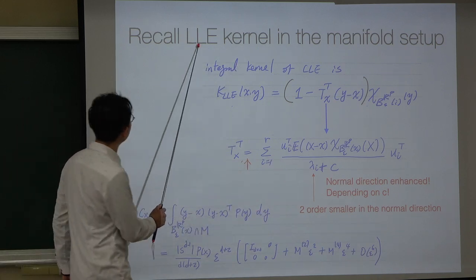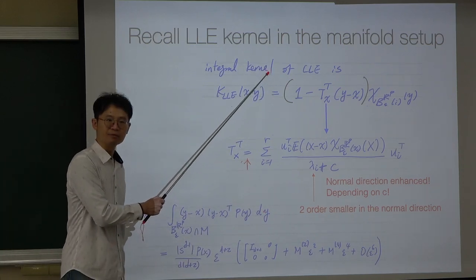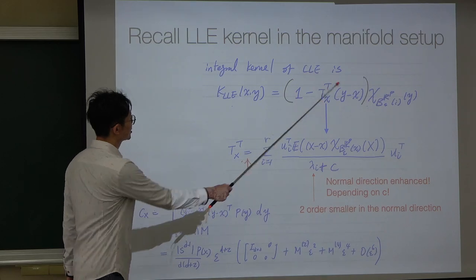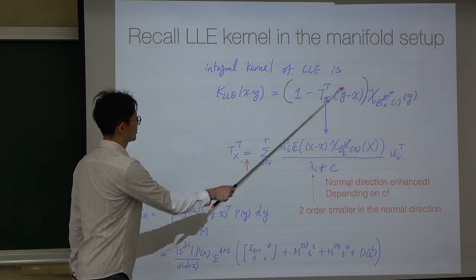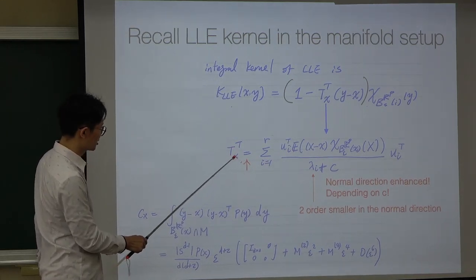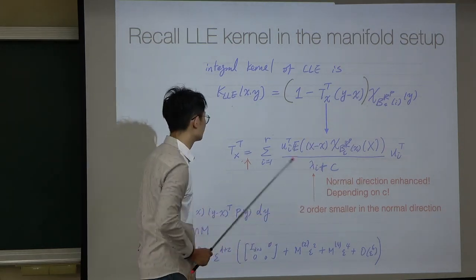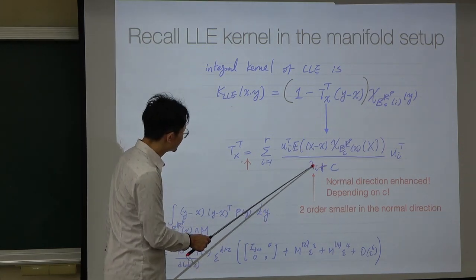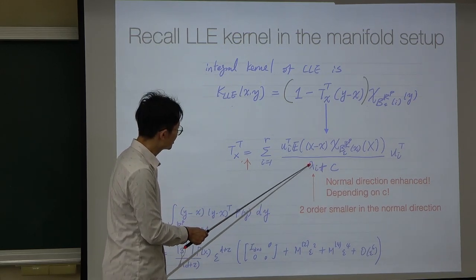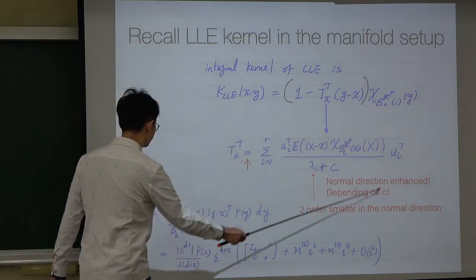So recall the LLE kernel in the manifold setup, which is what we have seen before several times. You have the LLE kernel, which is 1 minus this term. This is the 0, 1 kernel. This is about curvature. This is the covariance, and this is the augmented matrix. It has some good properties and a good format. And this is lambda I plus C. This is the interaction between the normal direction and the regularization. Okay, so that is everything we have known so far.